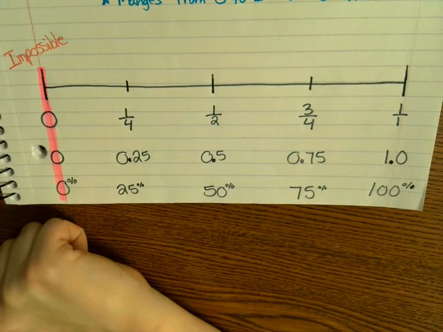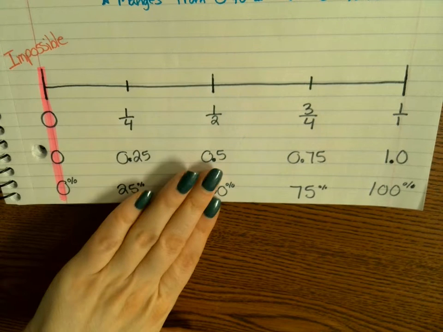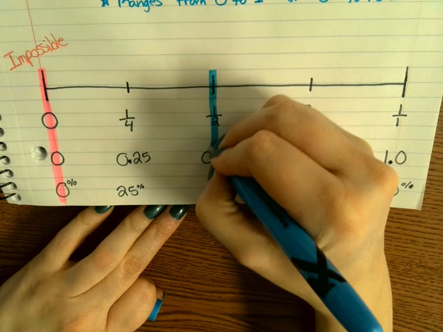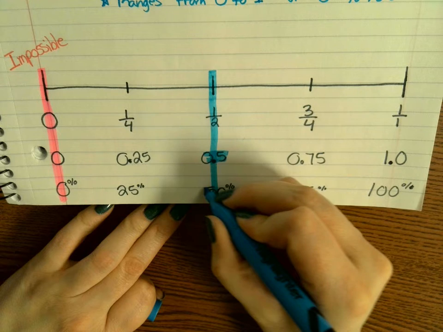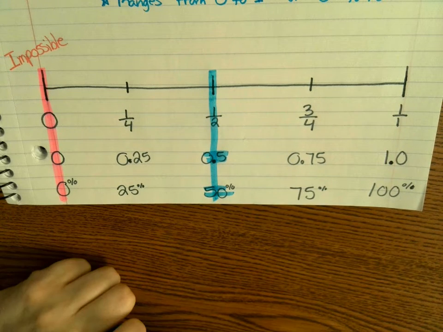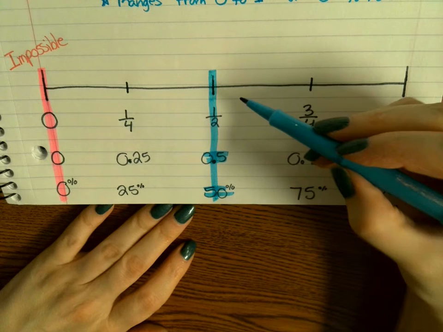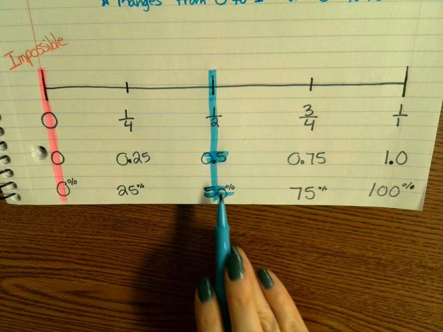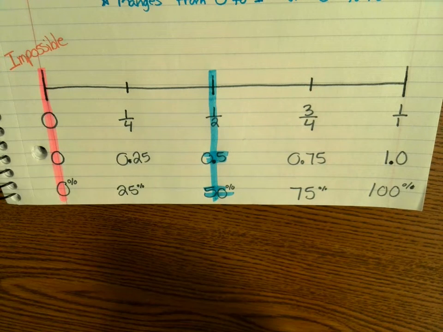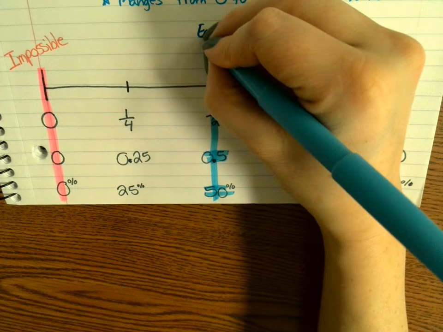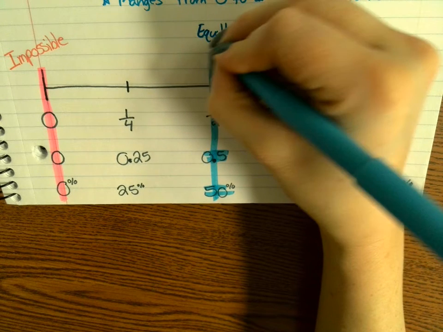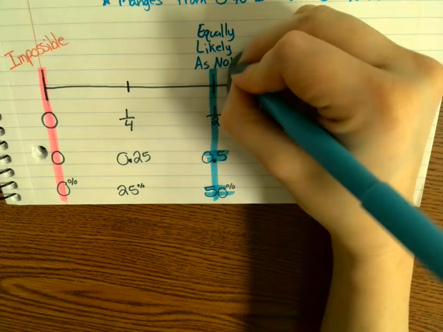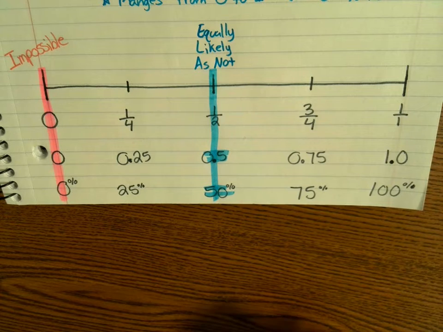Okay, we're going to go straight to the center now. Straight here at the center mark, I'm going to go ahead and highlight all of this in blue. And again, this very specific value of 1/2 or 0.5 or 50% is labeled equally likely. Sometimes it's called equally likely as not, or as likely as not. Equally likely, though, is the terminology.